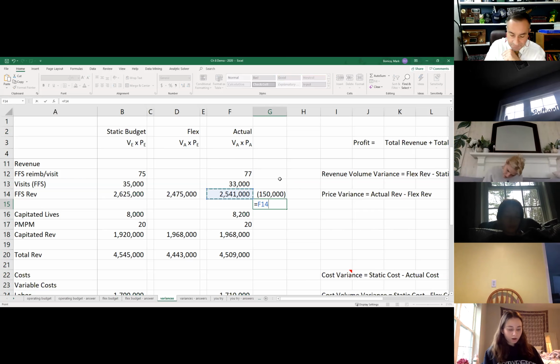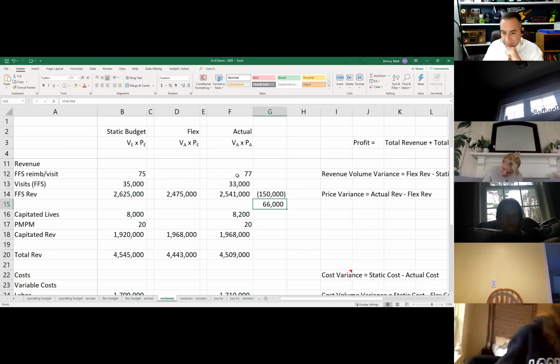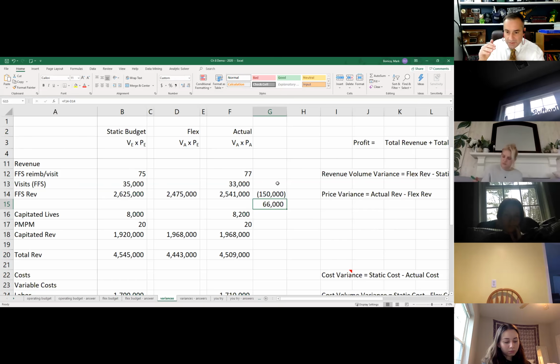So if I take the actual minus the flex, I can see I had a positive impact from the increase in price, but a negative impact from the decrease in volume. And if you look, you say, well, 2.6 million versus 2.5 million, that's about a $100,000 difference, and you've got 150,000 here. Well, you're right, because the volume pulled it way down, but the change in price brought it back, offsetting some of the decline from volume.